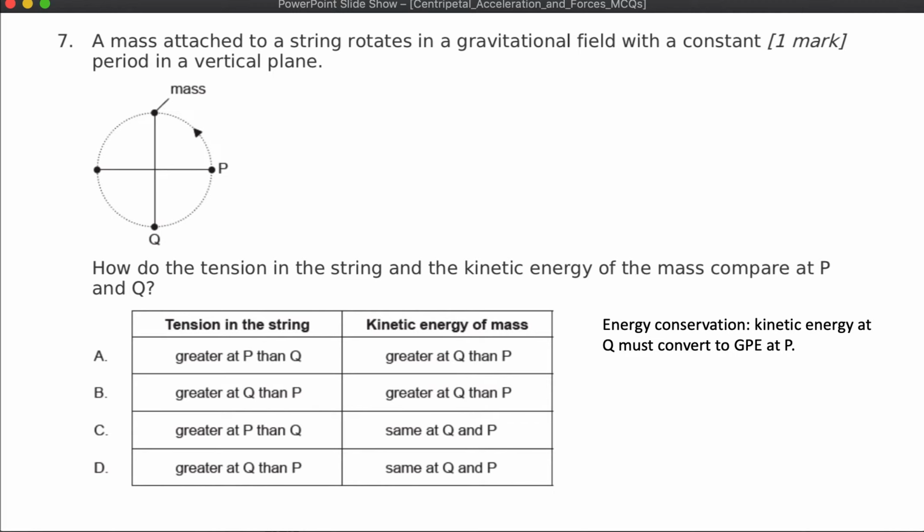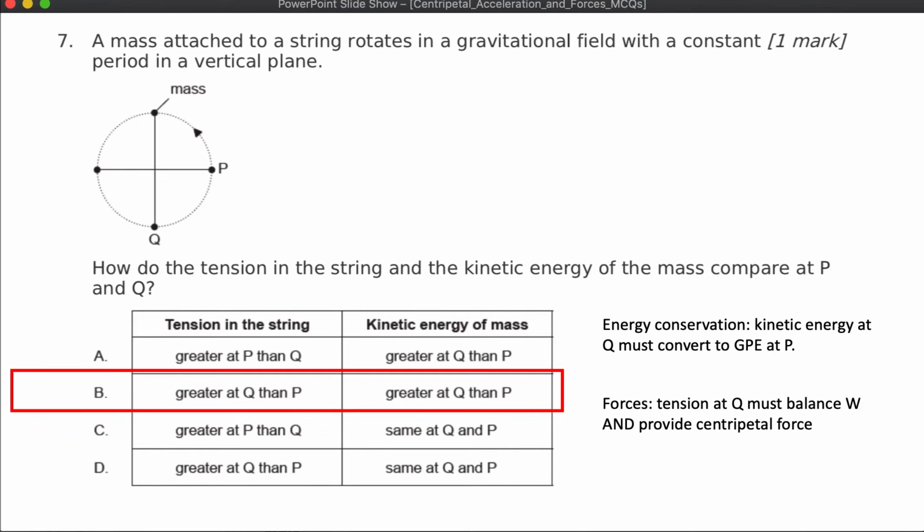As we come round to the bottom, the tension and the weight are in opposite directions. So in order to provide the centripetal force, our tension at Q has to do two things. One, it has to balance the weight, and it also has to produce a centripetal force. What that means is that the tension in the string is at its greatest at Q, and it also has the highest kinetic energy. You're going to see a derivation of this in a second in the following questions.